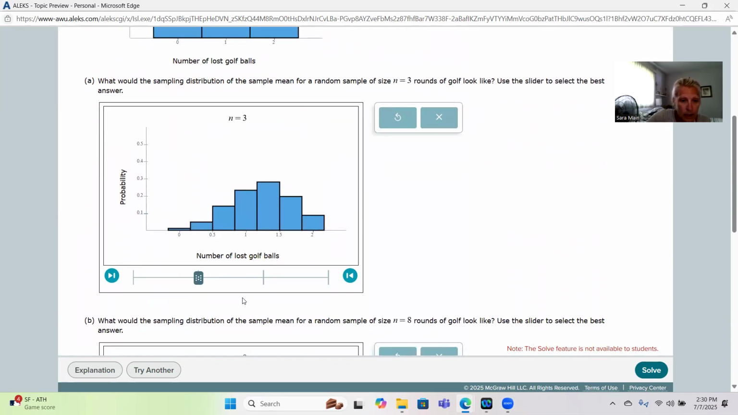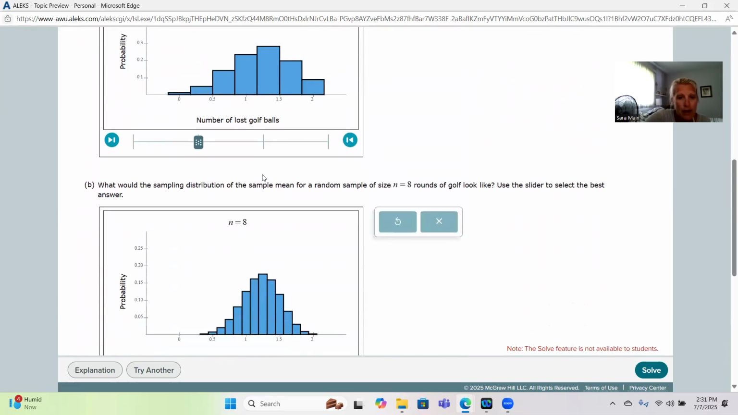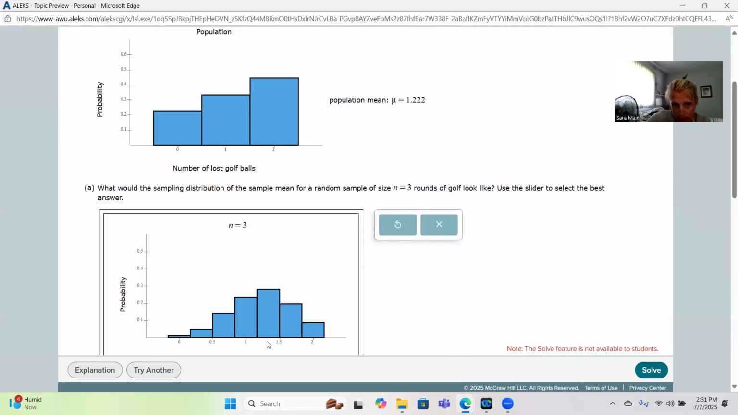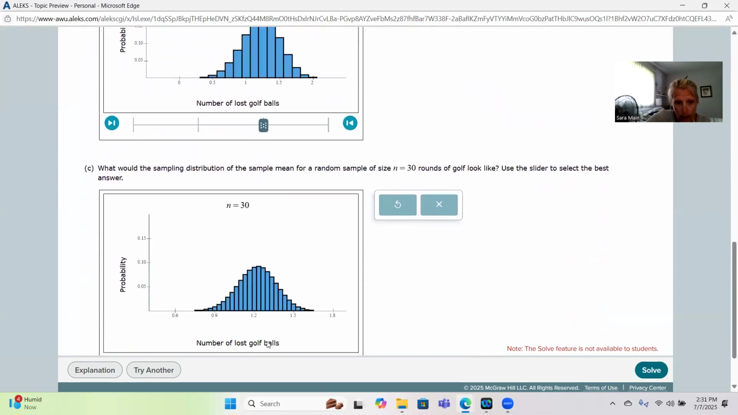So I had choices here. This is the choice that we're making. It's still a little bit skewed, but you can see that my center is at 1.22. That's what I'm looking for. Then they increase it to sample size 8. It's not looking really skewed anymore, but we still have to have the center at 1.22. And our standard deviation is getting smaller. Even though we don't know what it is, it's getting more and more symmetric and tighter around the mean.